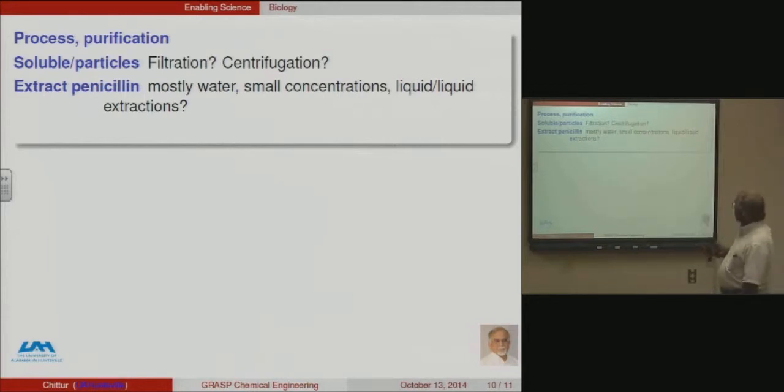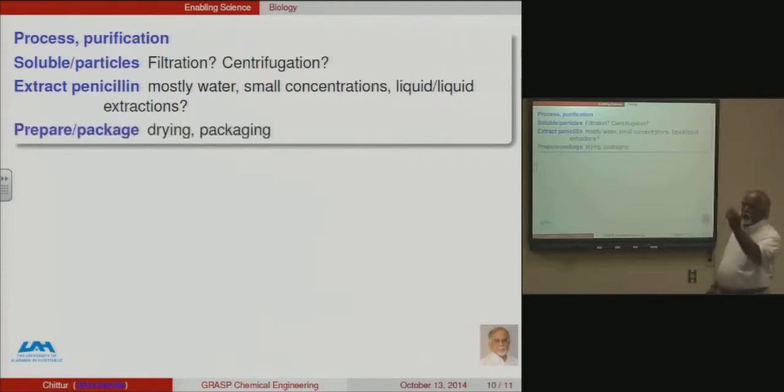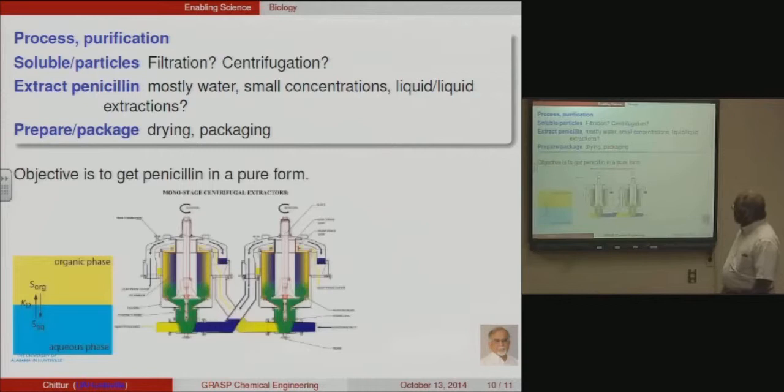And it turns out that a key development in World War II was a refining of a method called liquid-liquid extraction. So you take an aqueous solution that contains penicillin and you mix it with a non-aqueous solution or some other type of aqueous solution that does not contain penicillin, and penicillin travels from the aqueous medium to the other liquid medium, and then you use that to isolate and purify the penicillin. So this is an amazing technology that was refined and developed in World War II. And then, of course, it has to be dried and packaged and so forth. So our objective is to get the drug in as pure a form as possible.